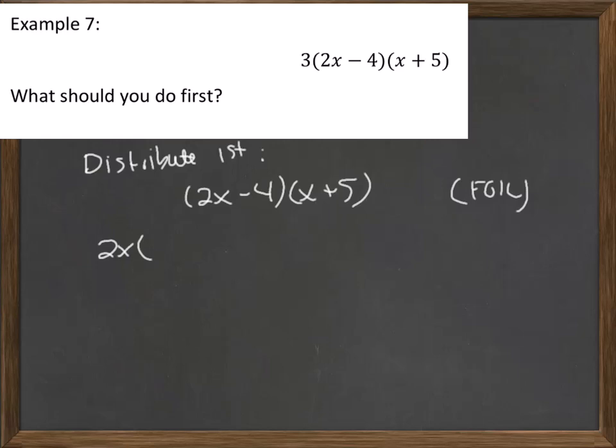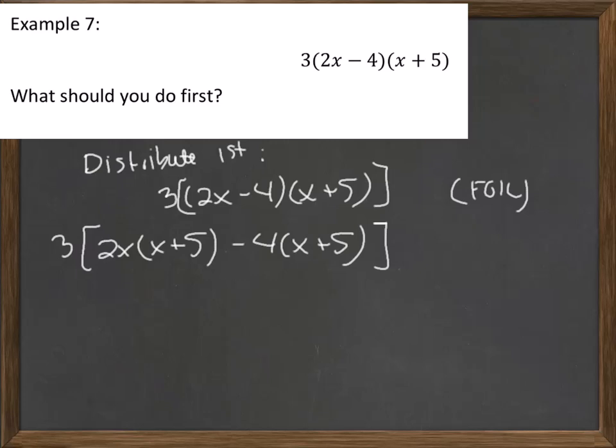Okay, so if I'm using the distribution method, I'm going to have 2x times the quantity x plus 5 minus 4 times the quantity x plus 5. Now a good thing to do, even though it's a little bit annoying, is to still write this 3 here, because that way we're not as much in danger of forgetting that it's there at the very end. So the 3 is still there, hanging out. I put brackets there just to help me organize visually what I'm doing.